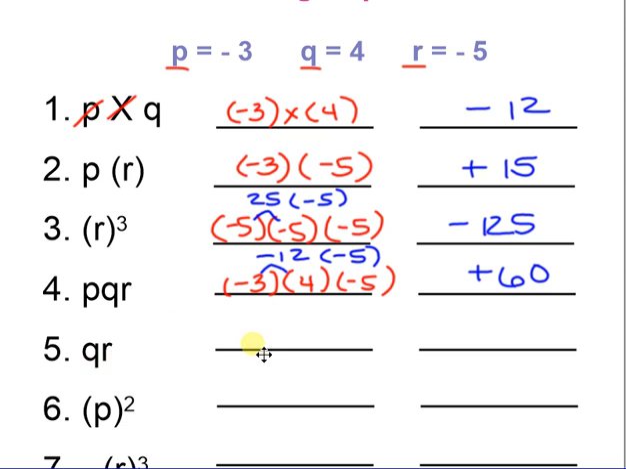Here we have Q times R. Q is 4. R is negative 5. Okay, so positive times a negative is going to be a negative. 4 times 5 is going to be 20.